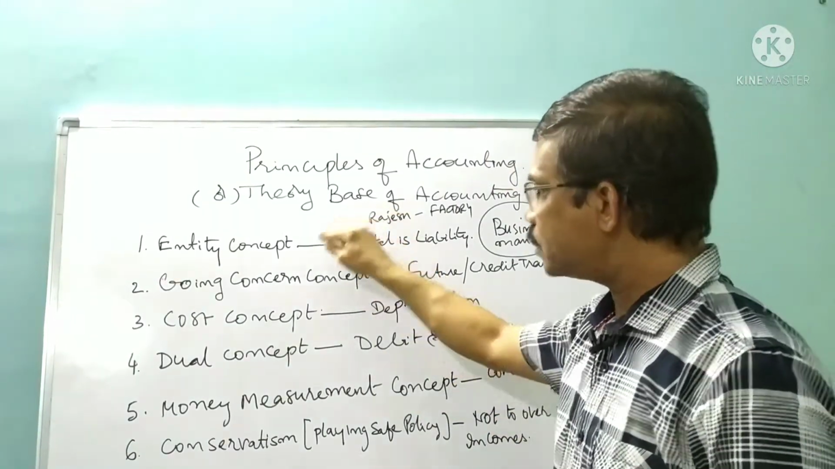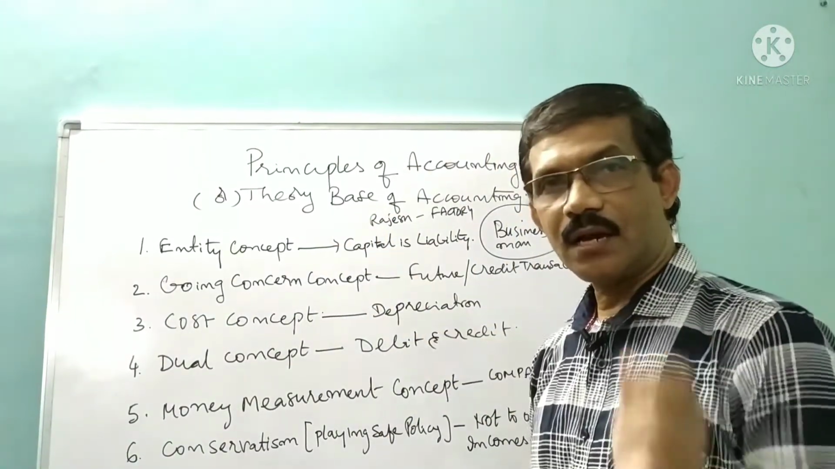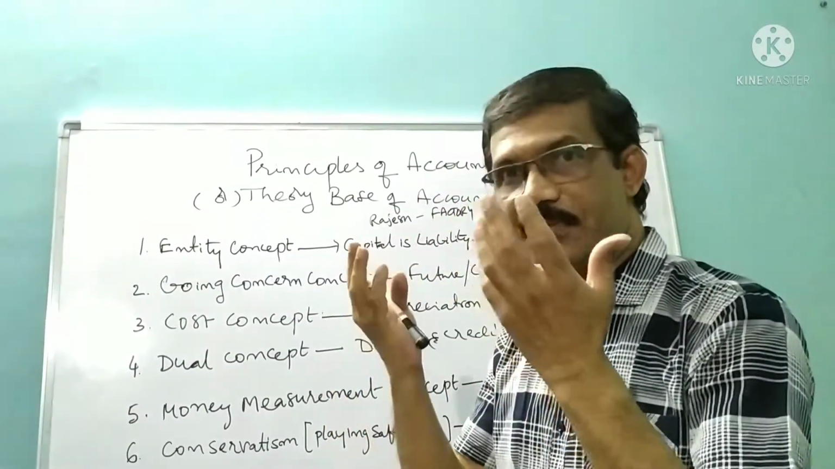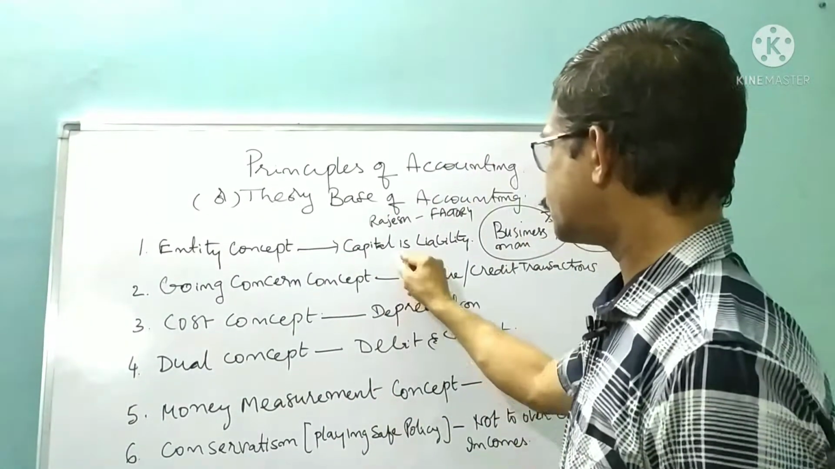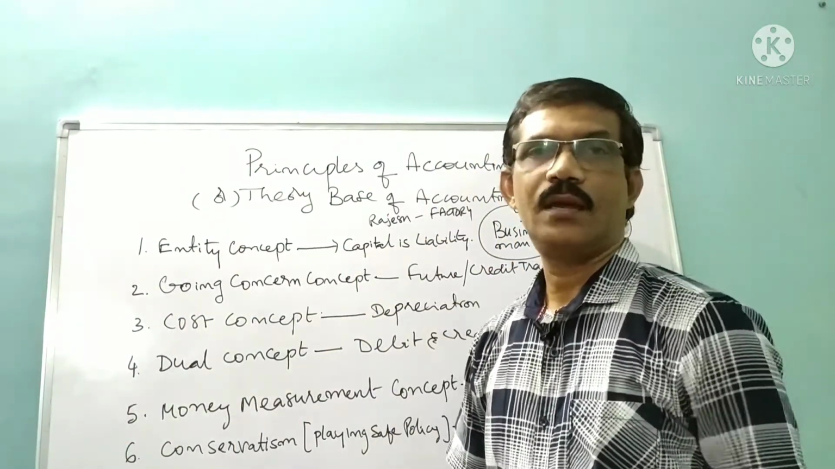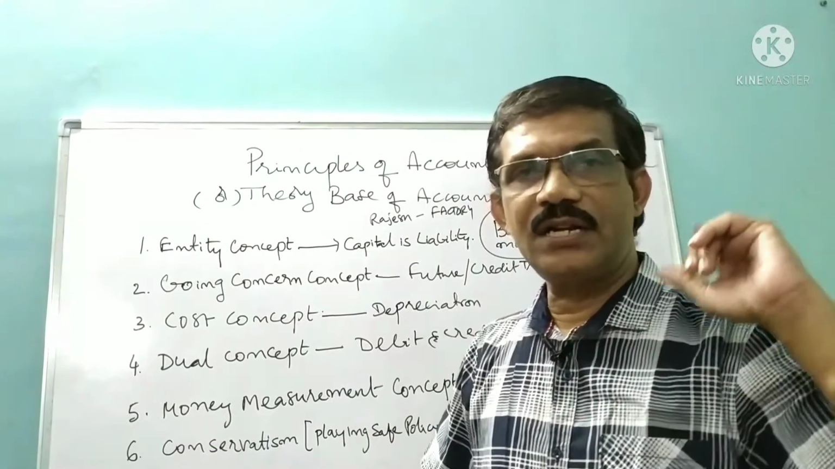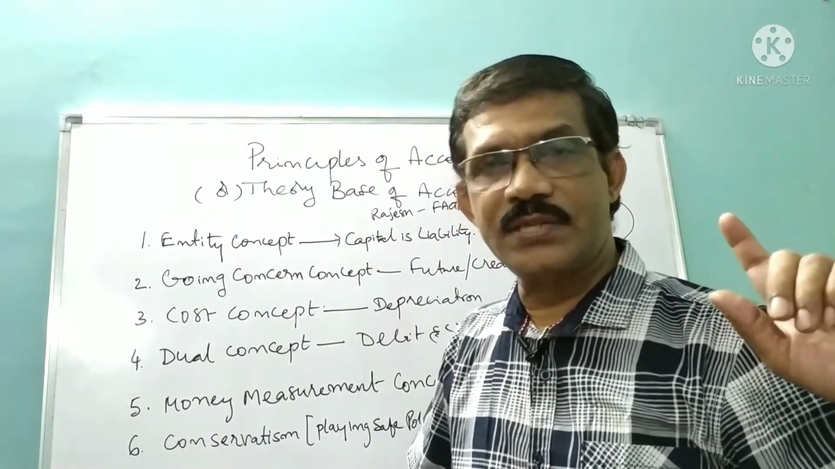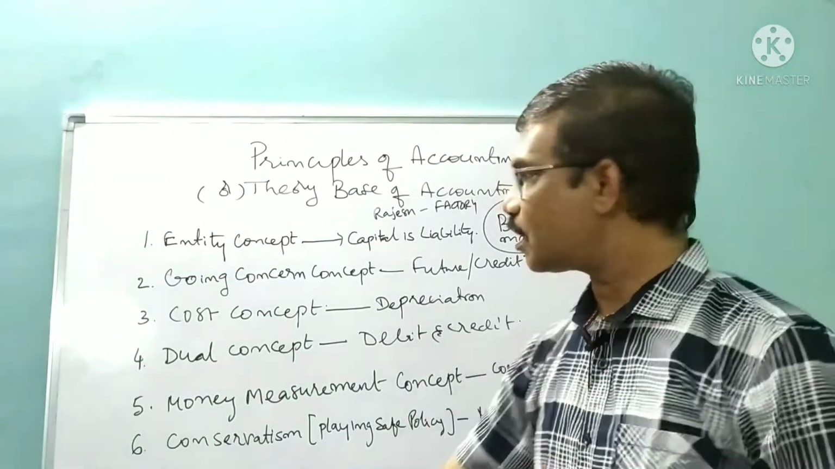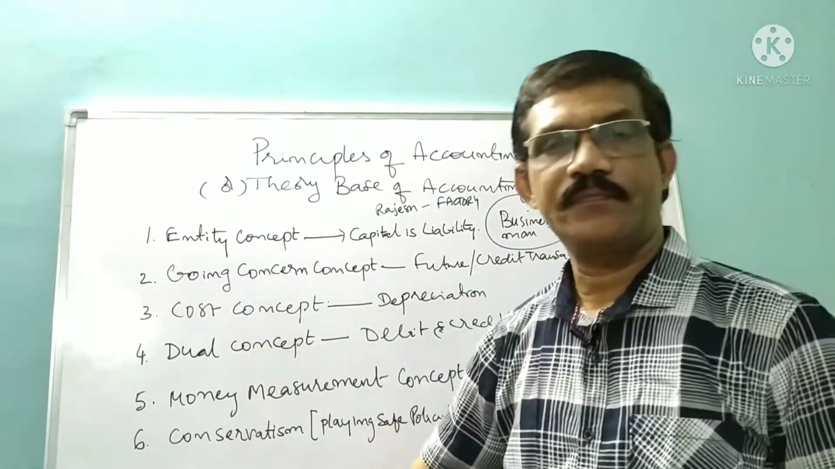So according to this concept, according to entity concept, what is the objective of it? What is the ultimate advantage you are getting? You are considering capital as liability. So this is a very frequently asked question in most of the examinations. Why is capital considered as liability? It is because of entity concept.